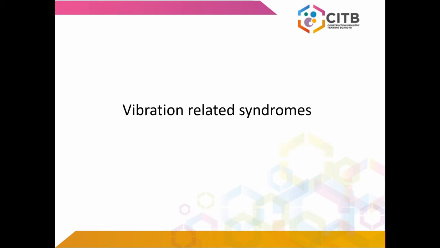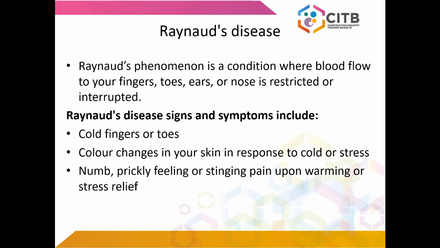We're now going to talk about vibration-related syndromes. Raynaud's disease. Raynaud's phenomenon is a condition where blood flow to your fingers, toes, ears, or nose is restricted or interrupted. Raynaud's disease signs and symptoms include cold fingers or toes, color changes in your skin in response to cold or stress, and a numb, prickly feeling or stinging pain upon warming or stress relief.